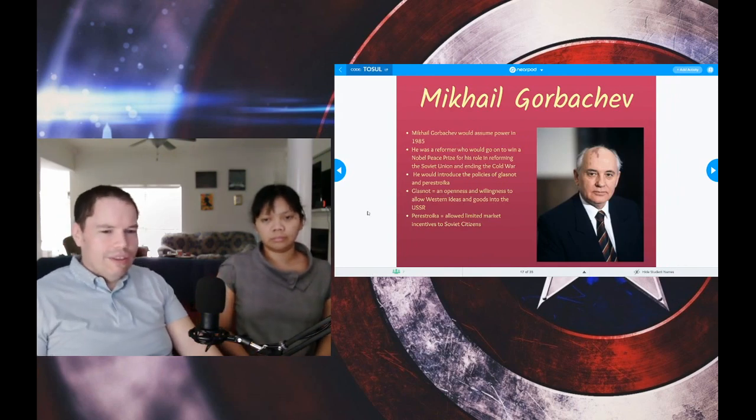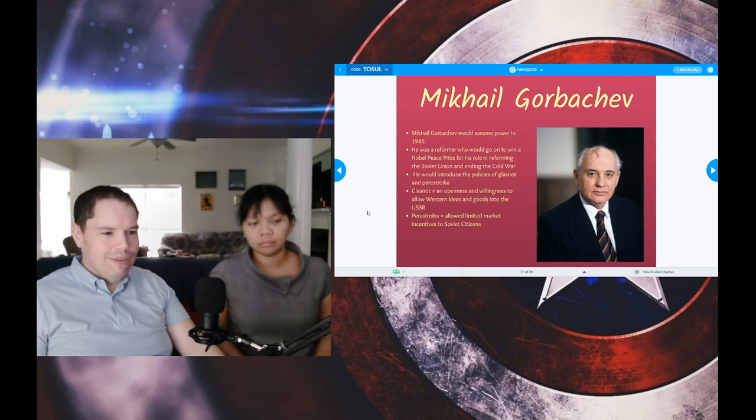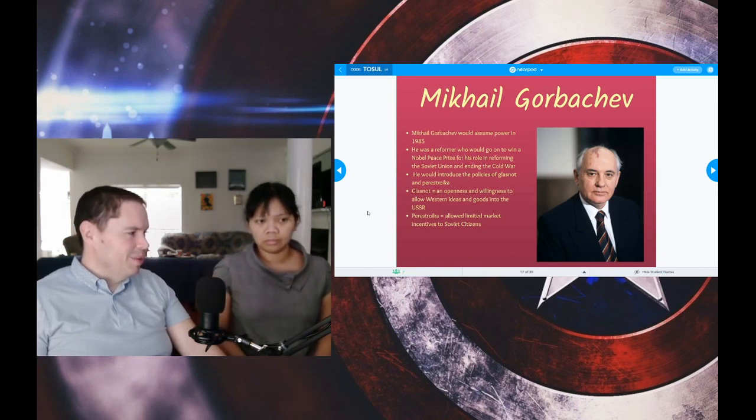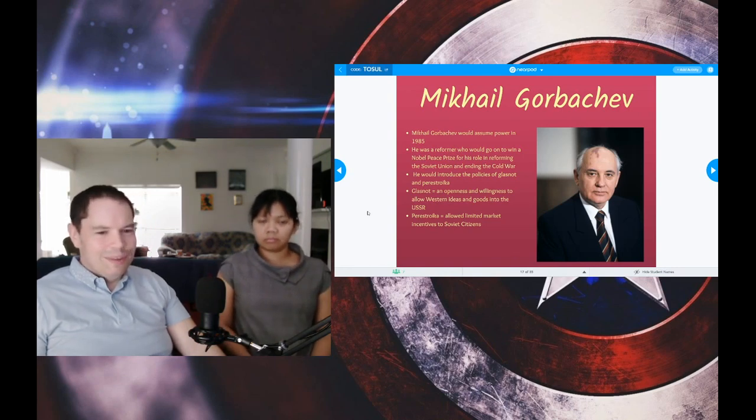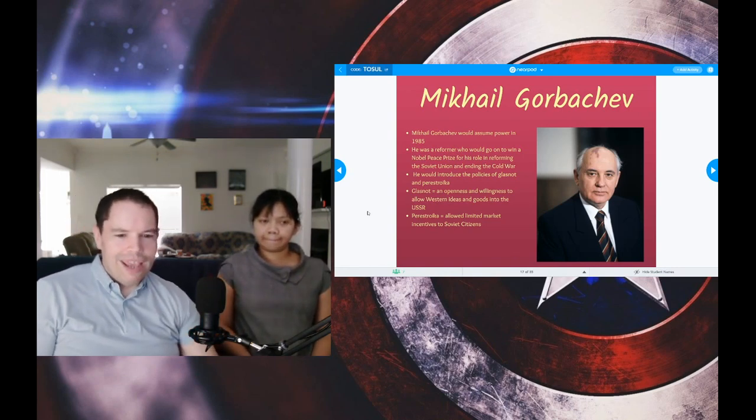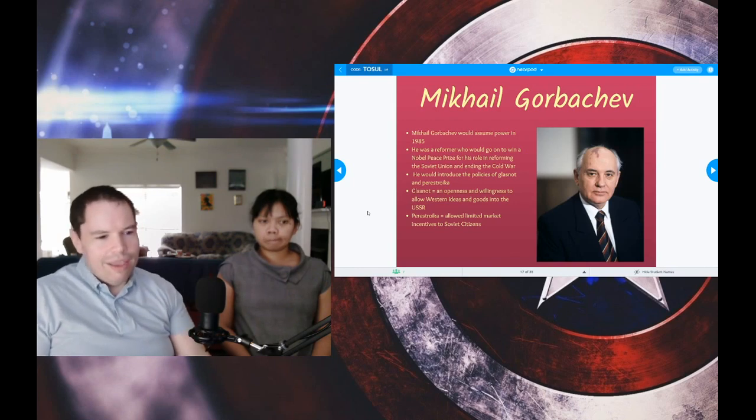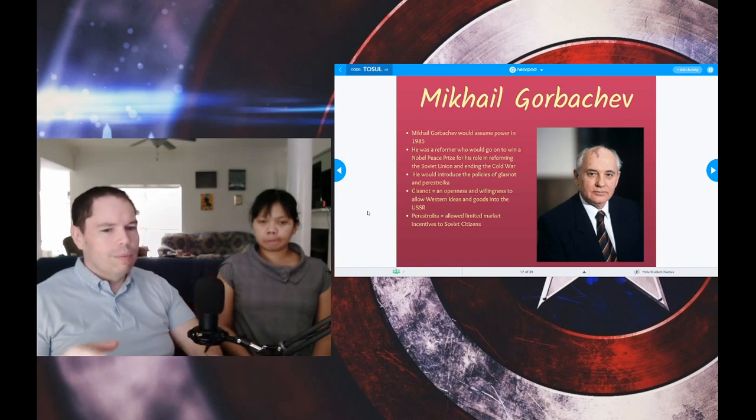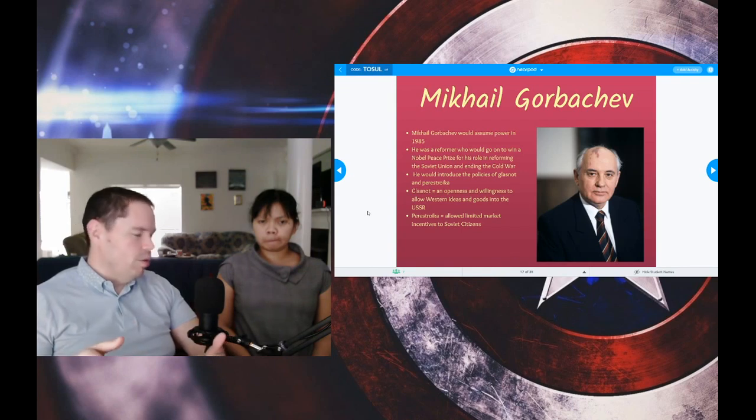Okay, so enter this guy right here. This is Mikhail Gorbachev. Mikhail Gorbachev would assume power in '85, and he's going to come in as a reformer. He would end up winning a Nobel Peace Prize for his role in reforming the Soviet Union and ending the Cold War.